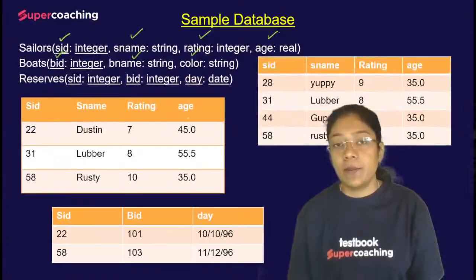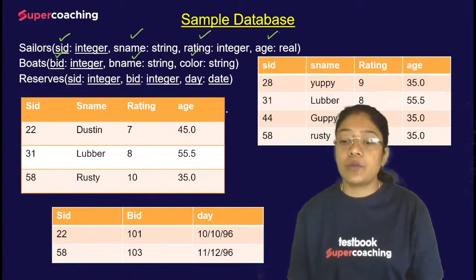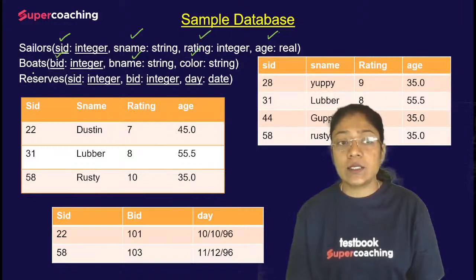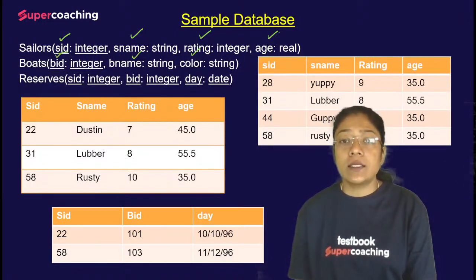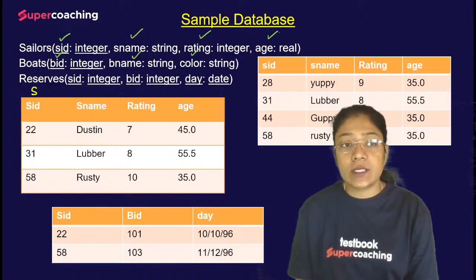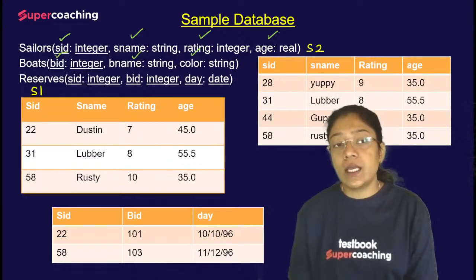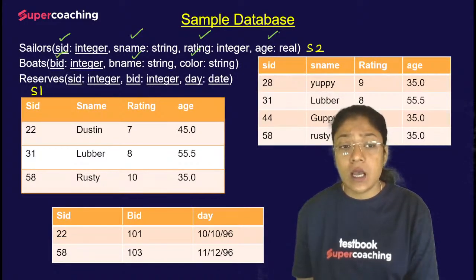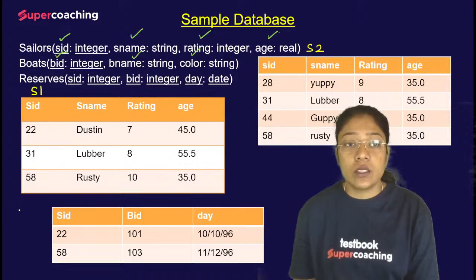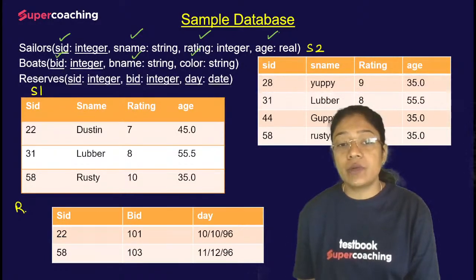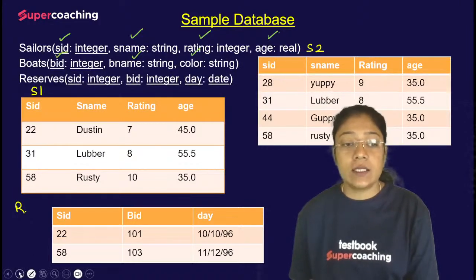So this is the database. I have taken this sample database from Raghu Ramakrishnan only. Here we have three relations: sailors, boats, and reserves, with these attributes. This is the instance S1 of the sailors relation. This is the instance S2 of the sailors relation. And this is the reserves table, an instance of the reserves table with SID, BID, and day.